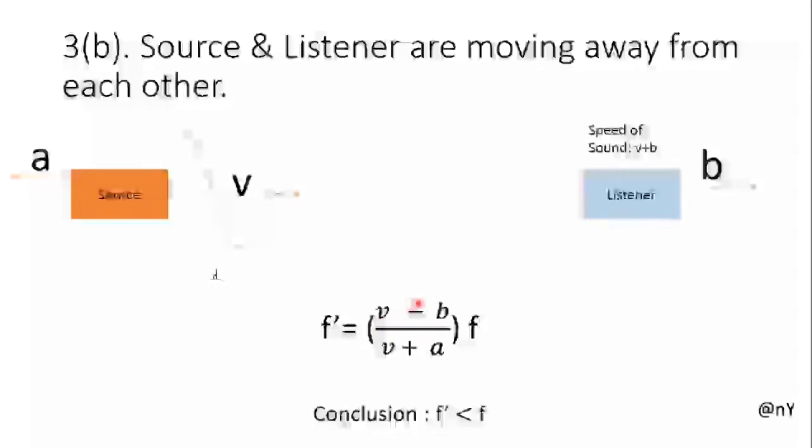And for the denominator, in which I have a, that is the velocity of that source, since the apparent frequency, it will also decrease in that case, since it's moving away. So in order to decrease the apparent frequency, I will increase the denominator, that is v plus a, and in this case, the apparent frequency will decrease.